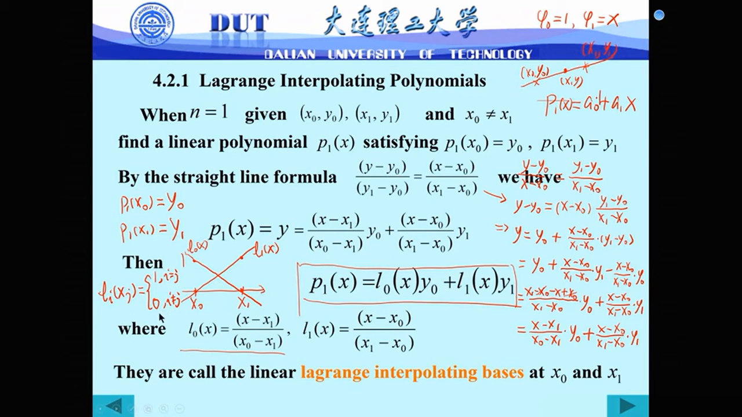Of course, I will show you later that for other degree Lagrange interpolation polynomials, they have a similar property like this. Okay?